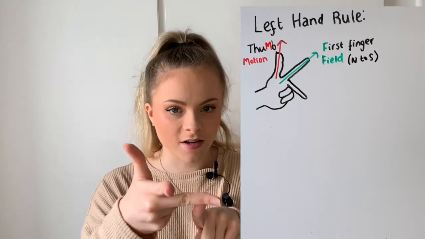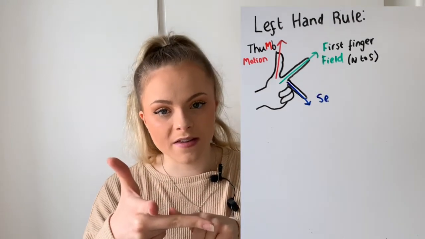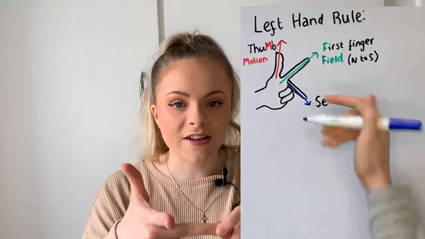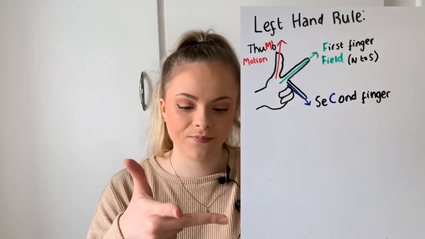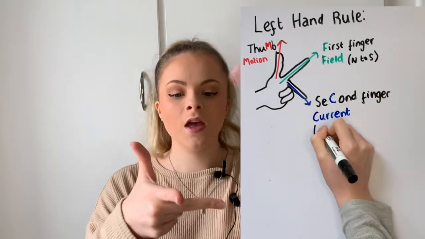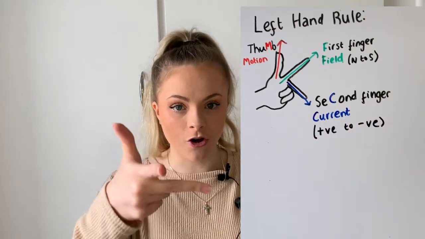This is our second finger, and because second has a C in it, this is going to be the direction of our current. And this is the direction of our conventional current, which means from positive to negative. So this is our current. So we have the direction of motion, thumb, first finger, field, north to south, and second finger, current.